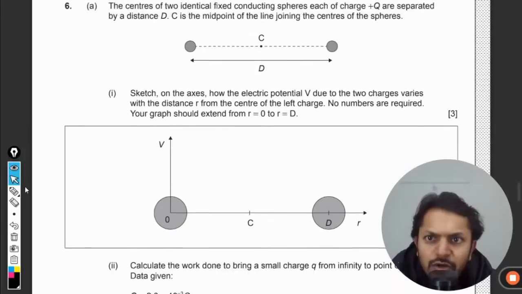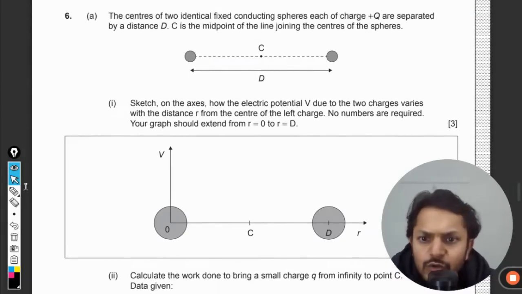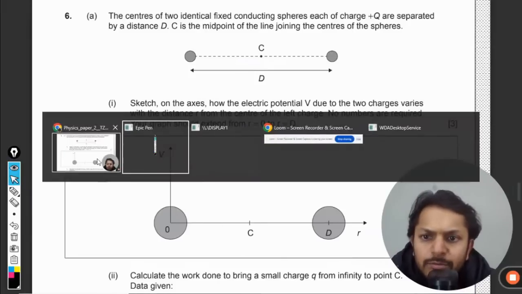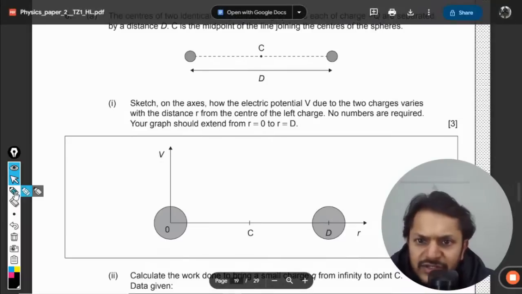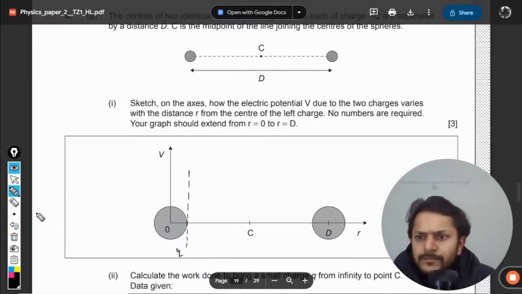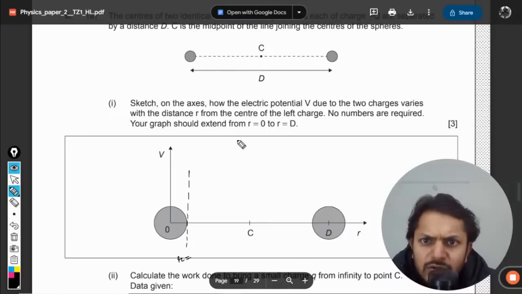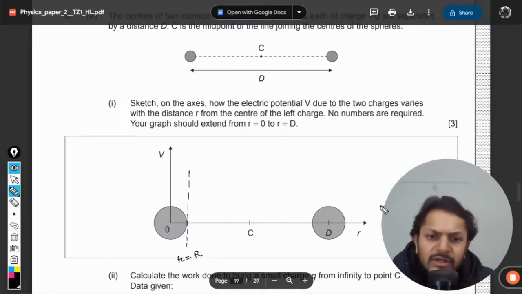Okay, so this is the graph in front of you, and it wants you to comment on the potential. So what is happening? We have to be very careful here. At this point, small r is equal to the radius, or you can say capital R, but it is not given, so we can just assume it to be capital R.